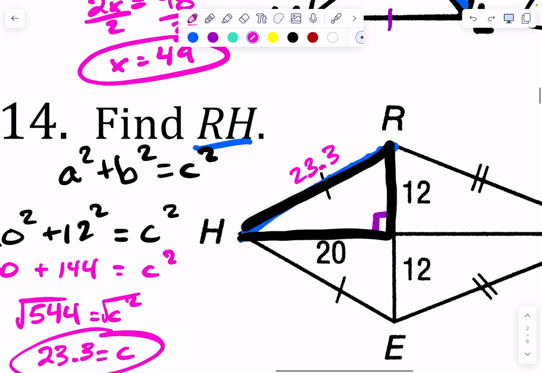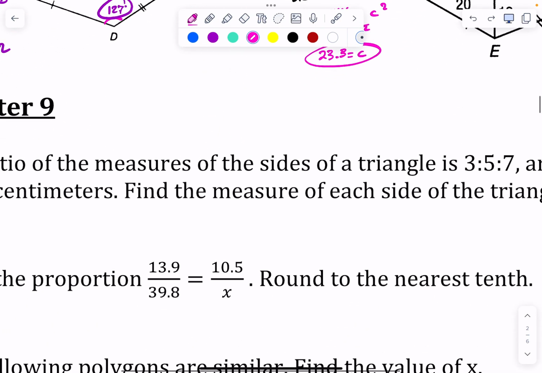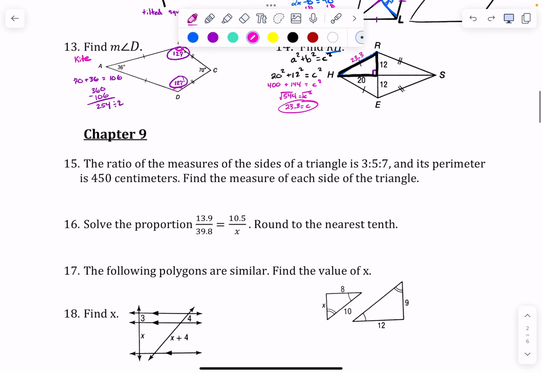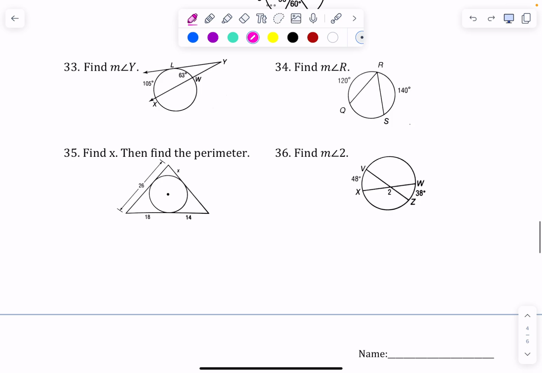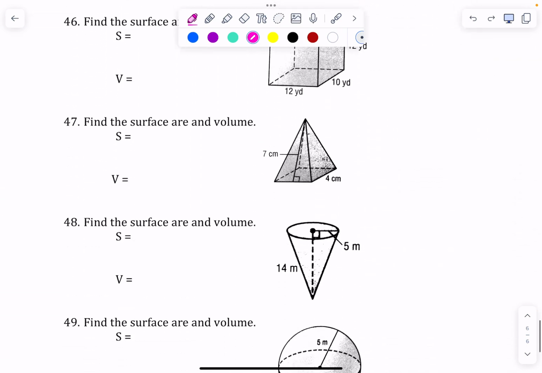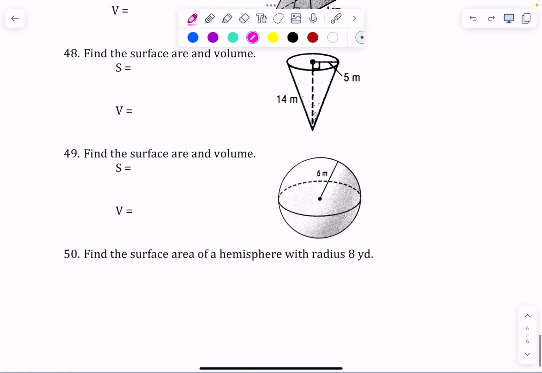Okay, 23.3. That is all. Should we stop there? Yep. Okay, we'll stop there. I'm trying to think of what we have to come next. All right, we'll do a little bit more tomorrow, and then the following day we'll finish the rest. Holy cow. All right, there we go.